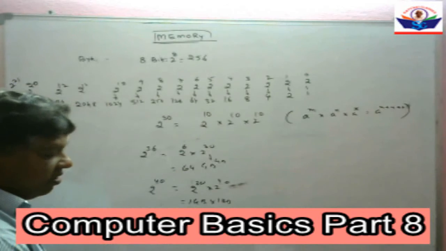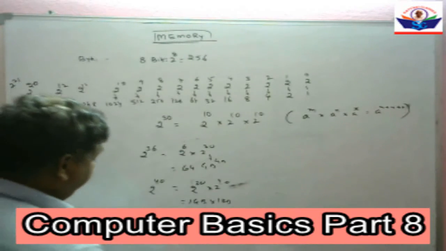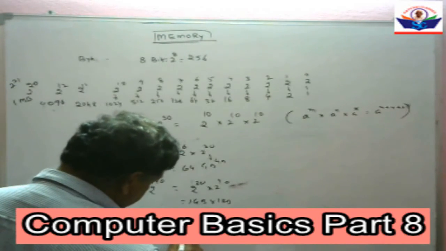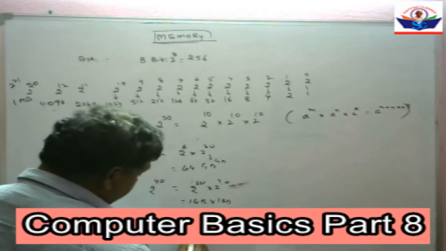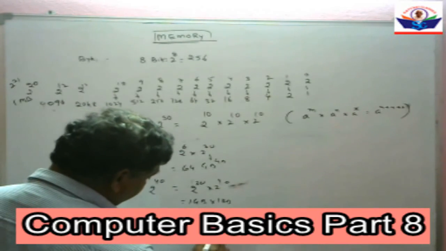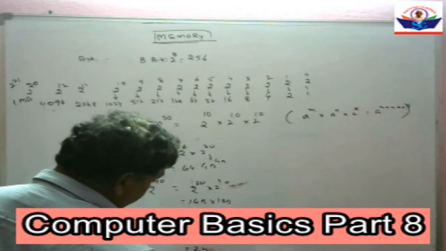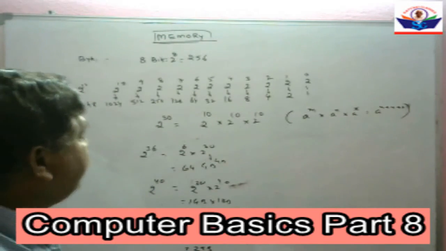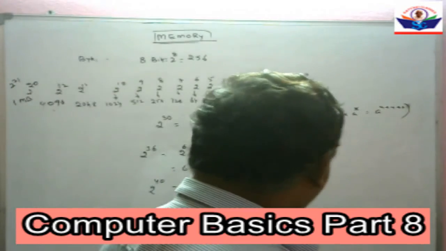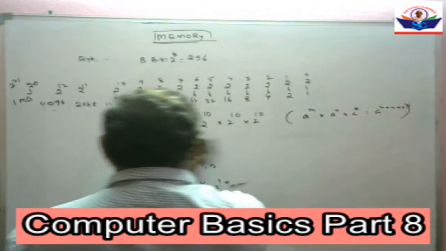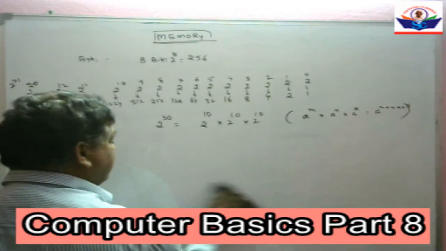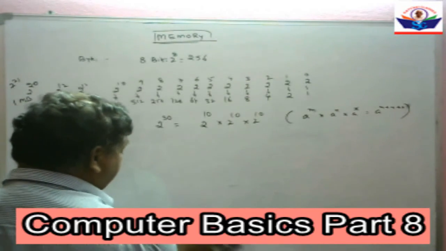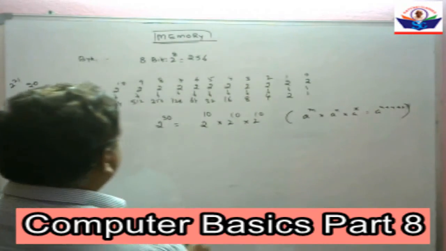Now 2 to the power of 41 is equal to 2 to the power of 1 into 2 to the power of 40. That means 2 terabytes. Like this, we can measure the memory up to terabytes and so on. Even petabytes are there.